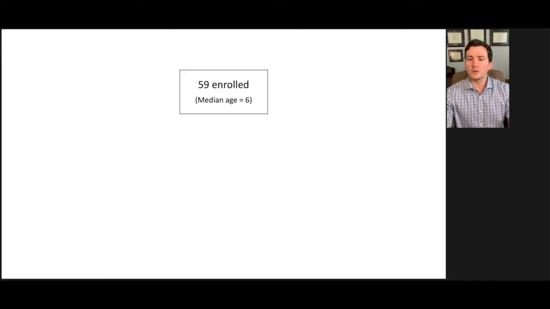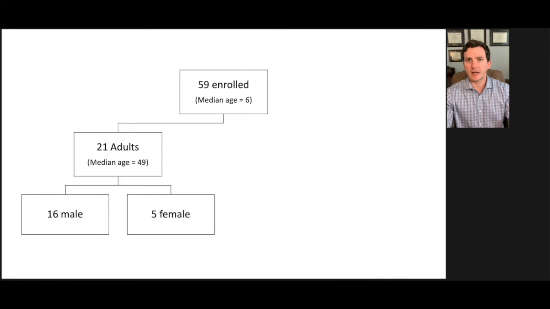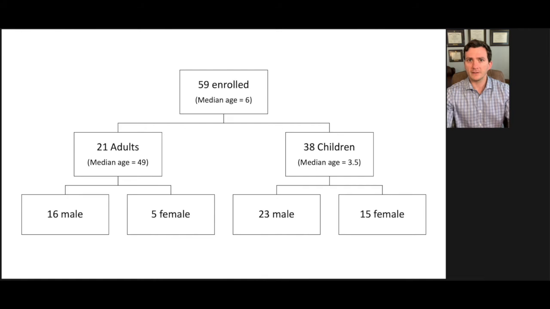For our results, we have enrolled a total of 59 patients with a median age of 6 years old. There were 21 adults with a median age of 49, 16 were males and 5 were females. For our pediatric population, we have enrolled 38 children with a median age of 3.5. Like our adult population, most were male with a total of 23, and there were 15 females.